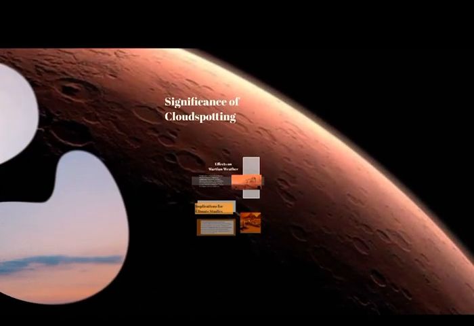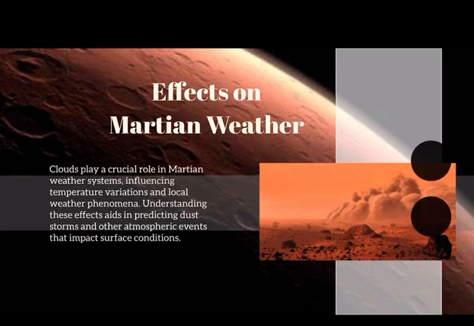Significance of cloud spotting. Effects on Martian weather. Clouds play a crucial role in Martian weather systems, influencing temperature variations and local weather phenomena. Understanding these effects aids in predicting dust storms and other atmospheric events that impact surface conditions.